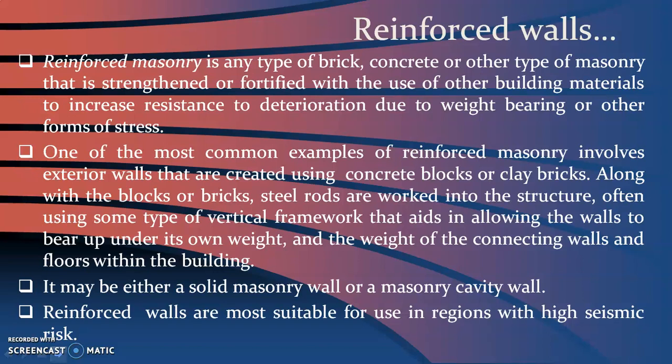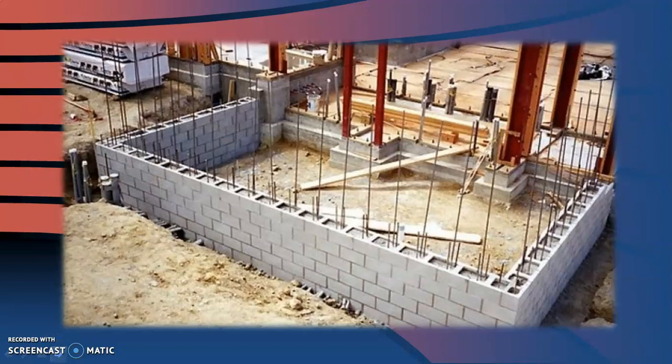It may be either a solid masonry wall or a masonry cavity wall. Reinforced walls are most suitable for use in regions with high seismic risk. This picture shows an example of reinforced walls where the reinforcement has been introduced in different building blocks which have a certain amount of cavity inside them.